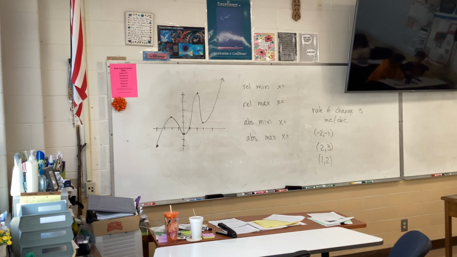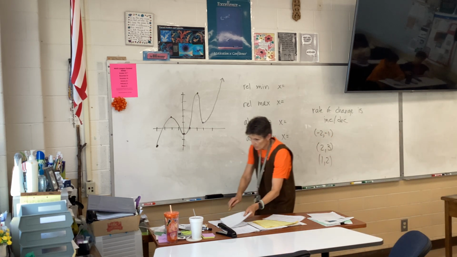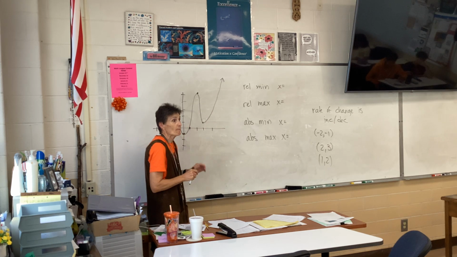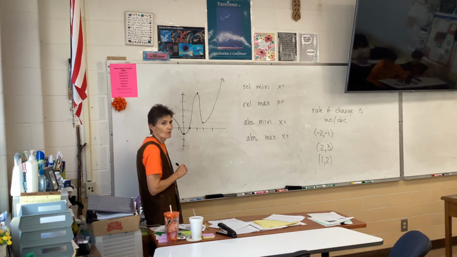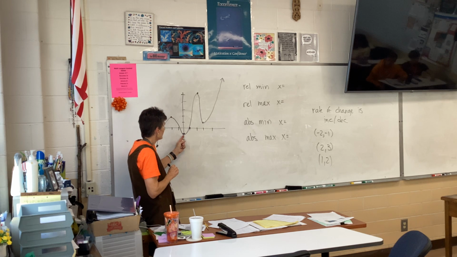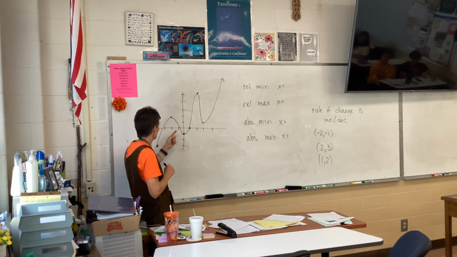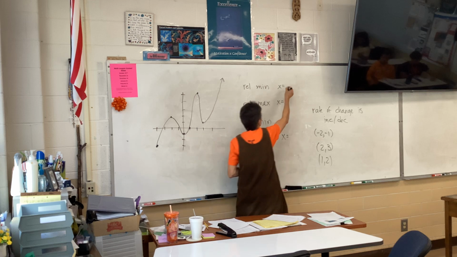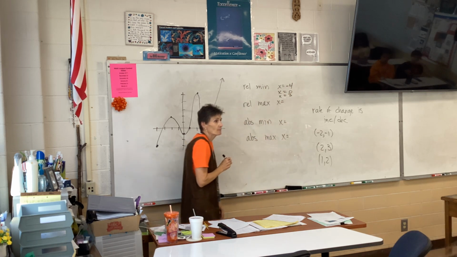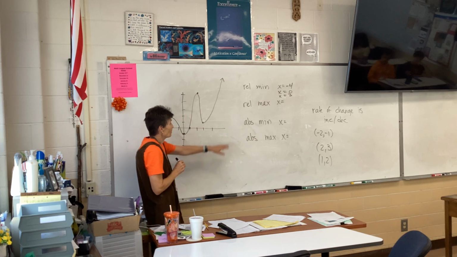Are we done? So we're done with all of it? All right, let's go through it then. So here's a relative minimum. Remember, you can have more than one. So your relative minimums would be -4, 0. We're looking at x values. So -4, 0, and 3. Would you agree with that?